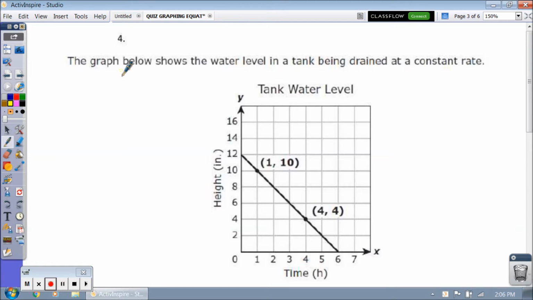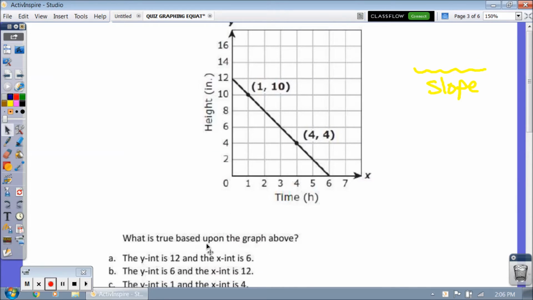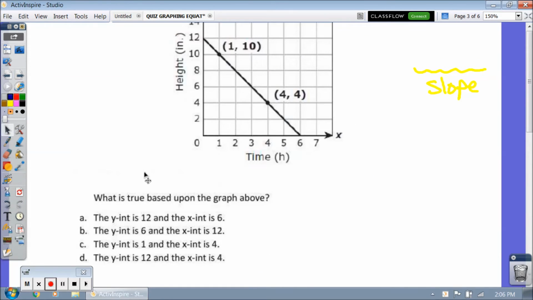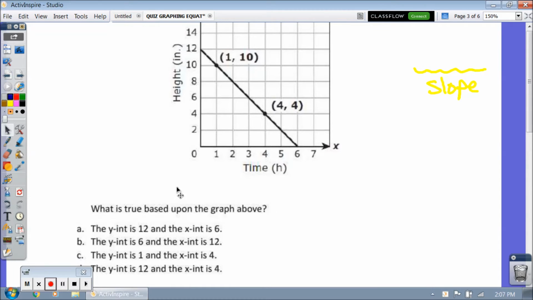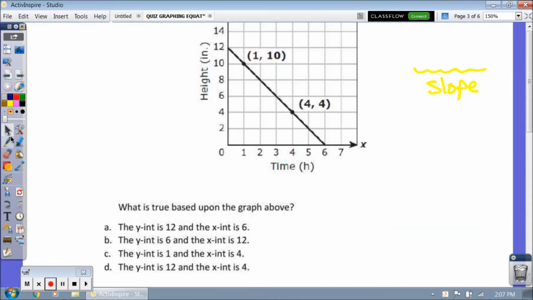Number 4, the graph below shows the water level in a tank being drained at a constant rate. So it has some kind of slope here. Okay, that's nice to know. Let's continue and see what it's actually asking here. It's asking what is true based upon the graph. So let's go through our answer choices and see which one is true here.